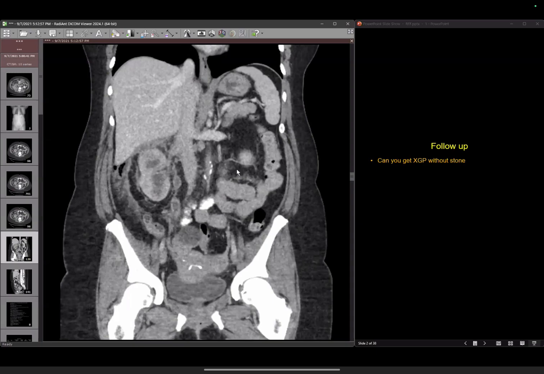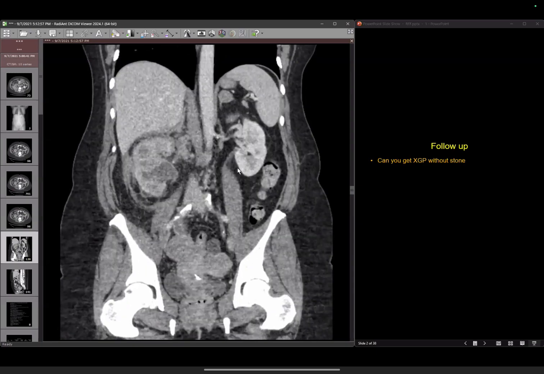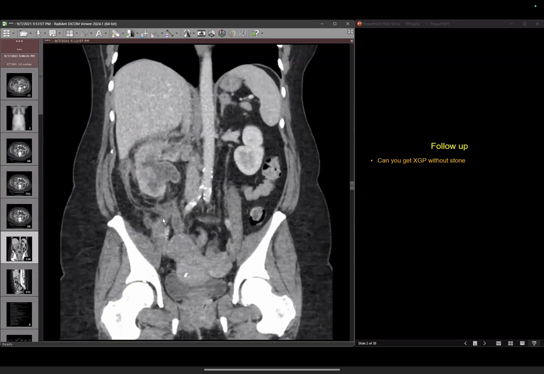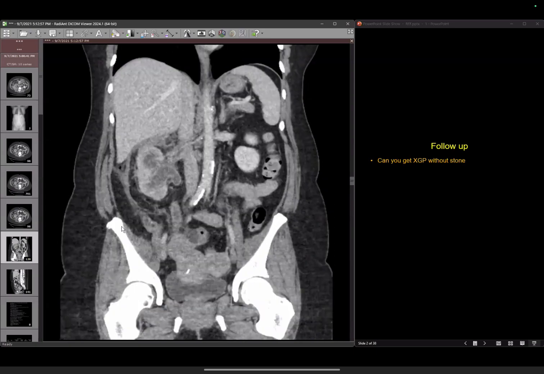So both Upasna and Ishan, you guys are one team. So yes, just like in the previous case, this patient also has a left adrenal lesion and also has changes on the right side. So what are some of the things you're thinking of?